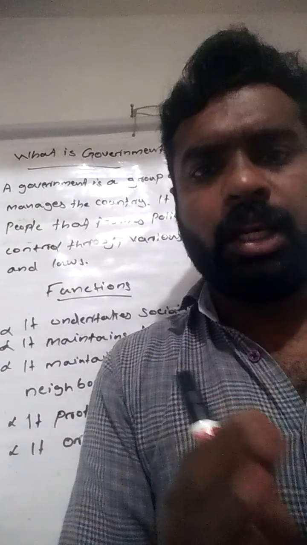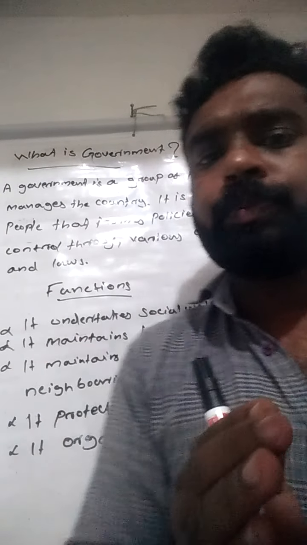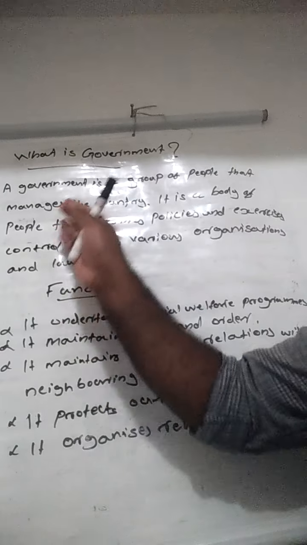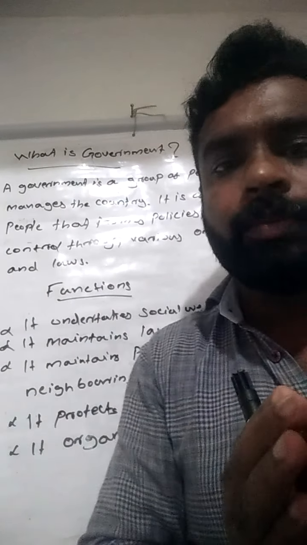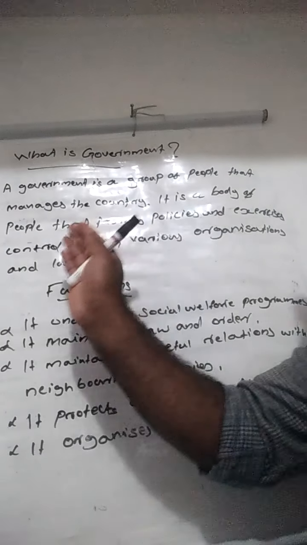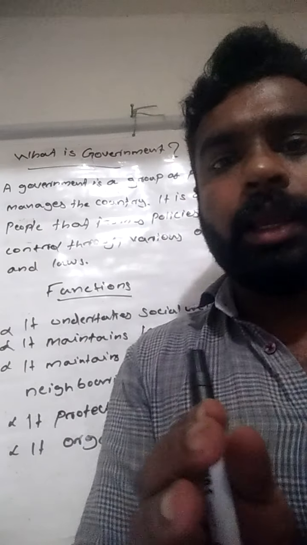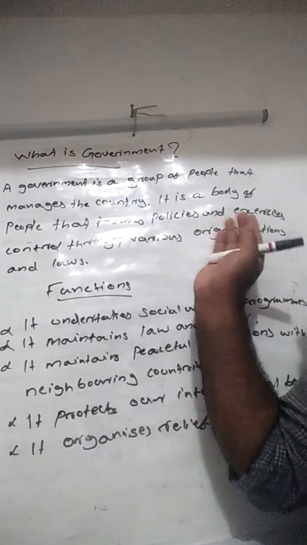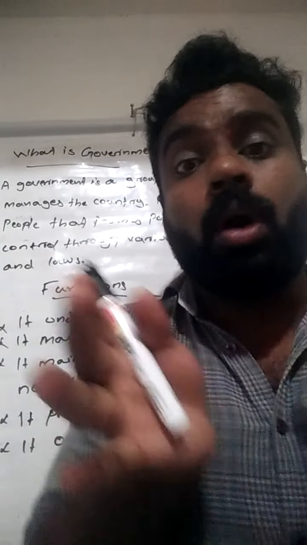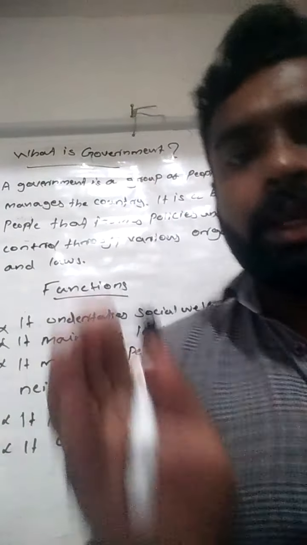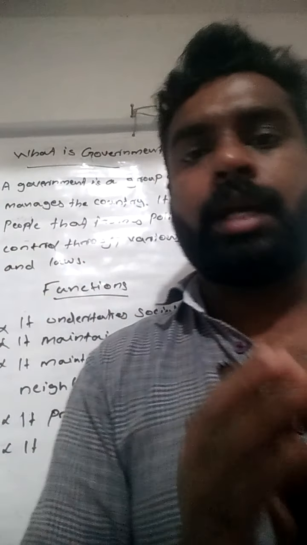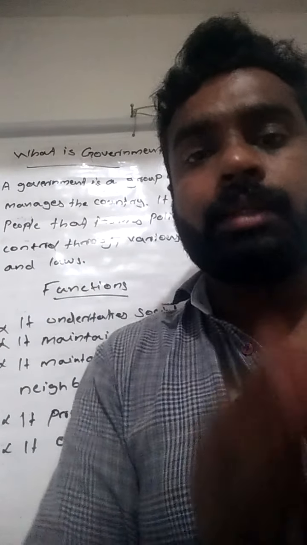Government is a group of people, and it manages the country. It is controlling and managing the country. And how? It is a body of people that frames policies. It is making policies and exercising control through various organizations and laws. Through various organizations and laws, it is controlling the country. So that is known as government.